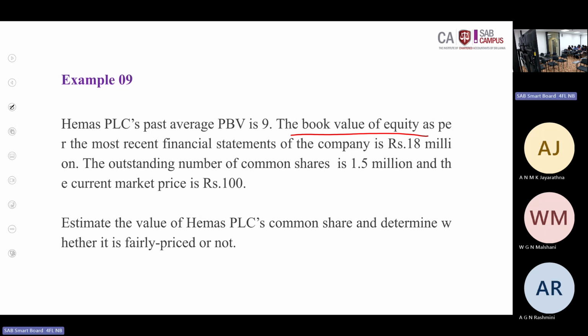We know the total worth, or the book value of equity, is 18 million. PBV is 9 times. The book value of equity from the most recent financial statement of the company is 18 million, and the number of outstanding shares is 1.5 million. Currently it is trading at 100.